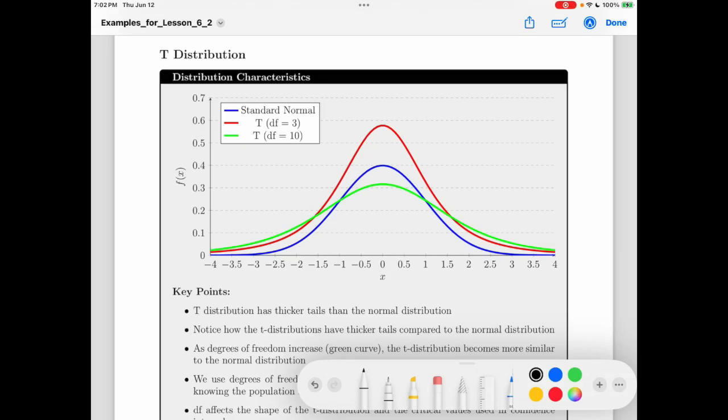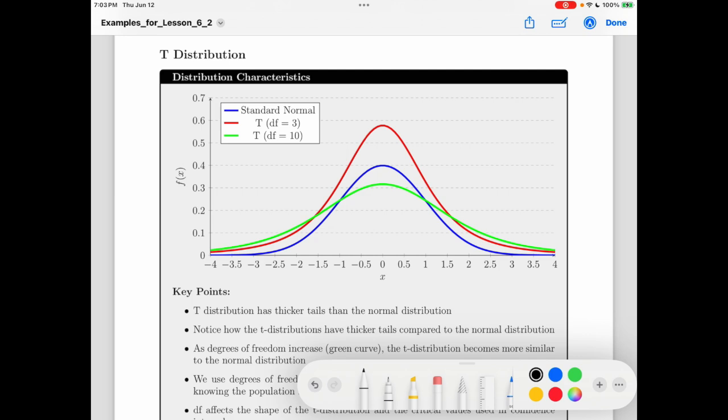So now we're going to look at the case of what we do when we do not know what the population standard deviation is. In the previous two examples, we used a z-interval because we knew what the population standard deviation was. So now if we don't know what the population standard deviation is, that's where the student t-distribution comes in. A lot of times it's just called the t-distribution, but it's officially called the student's t-distribution.